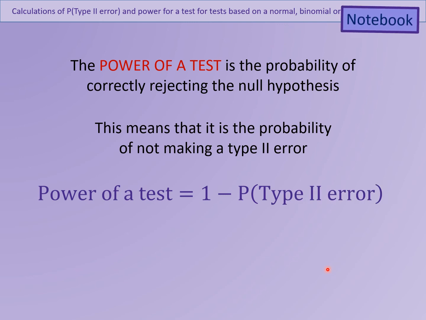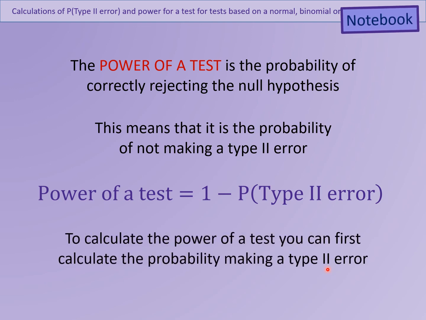The power of the test is always 1 minus the probability of a type 2 error. So if you've managed to work out the probability of a type 2 error, like we just did in that shop example, then you can very easily calculate the power of the test. So if the examiner asks for the power of a test, you think, I'm going to work out the probability of a type 2 error, and then the power of the test is always the probability of not making that one.